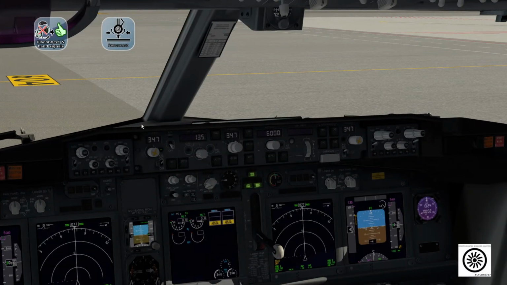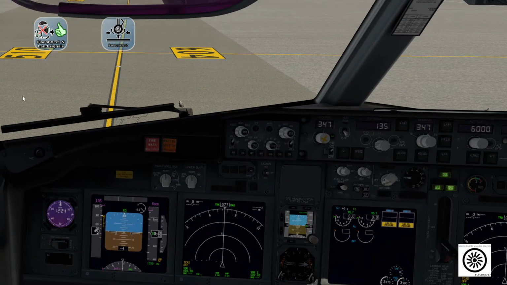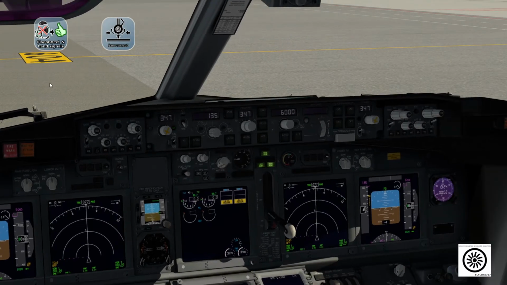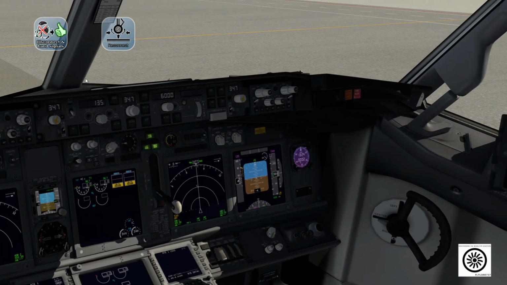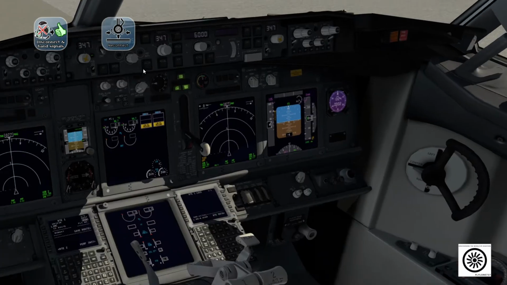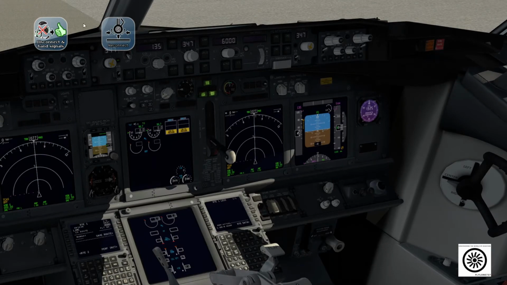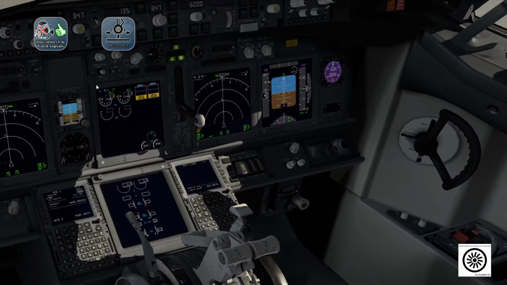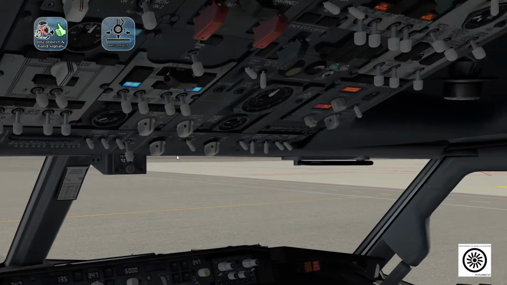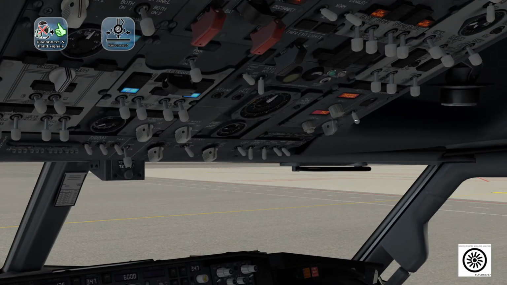Okay, the pushback has been complete and the pushback truck is about to detach from the aircraft and we are ready to start the engine number 2 in sequence. So the engine number 2 is clear and let's start.